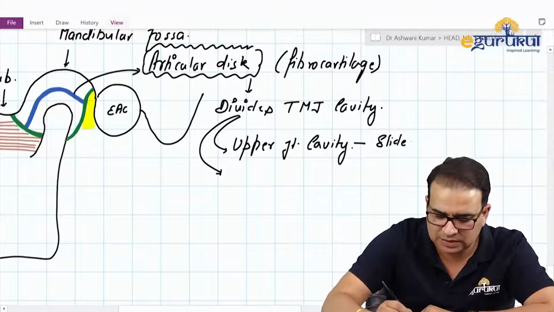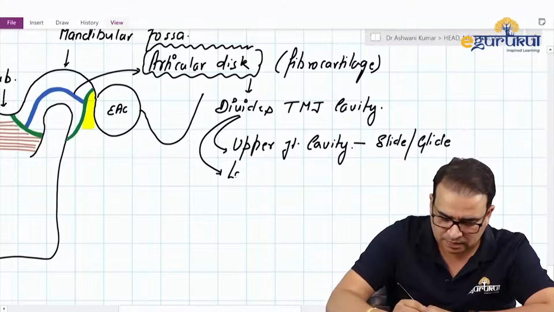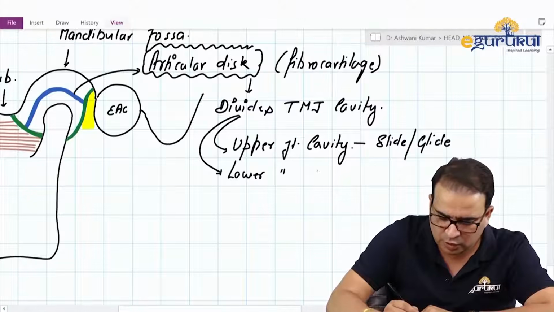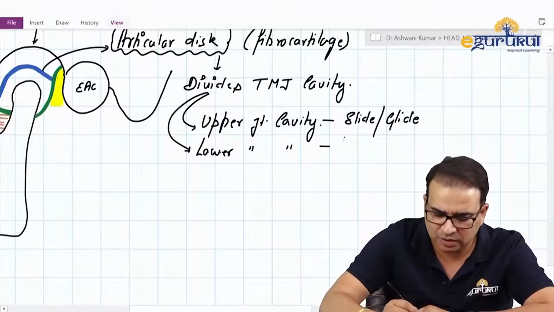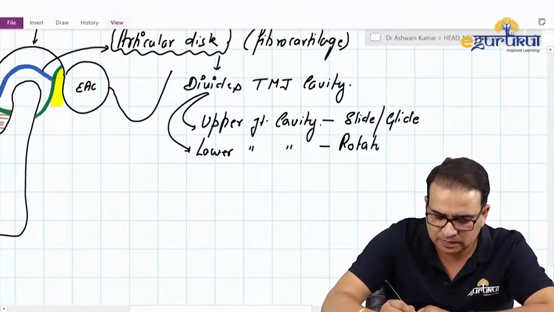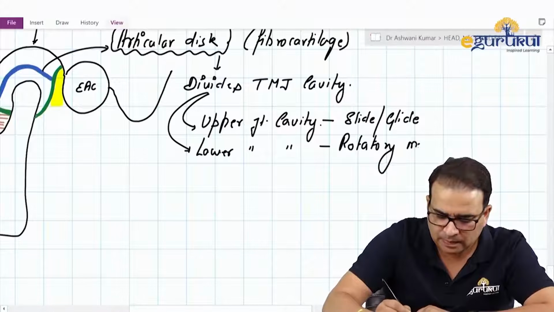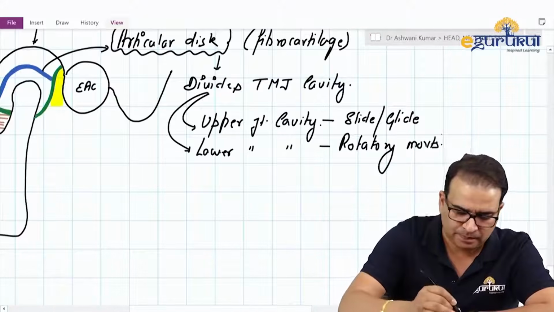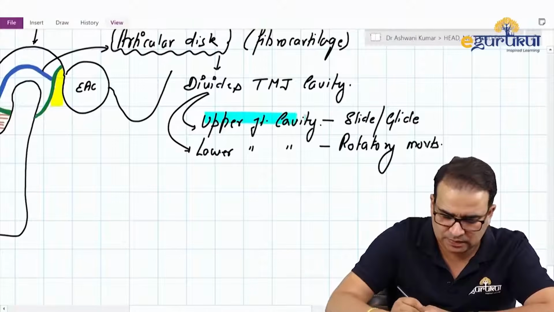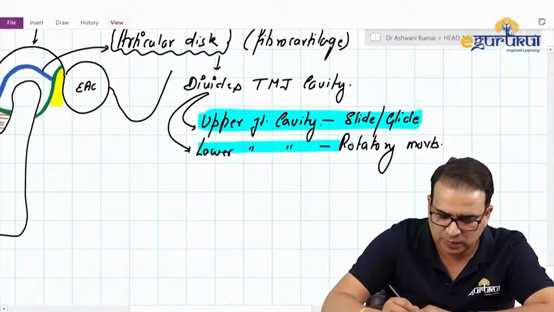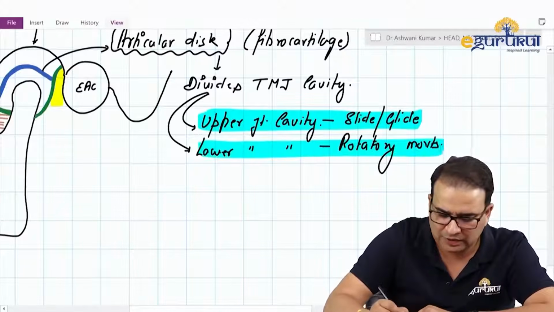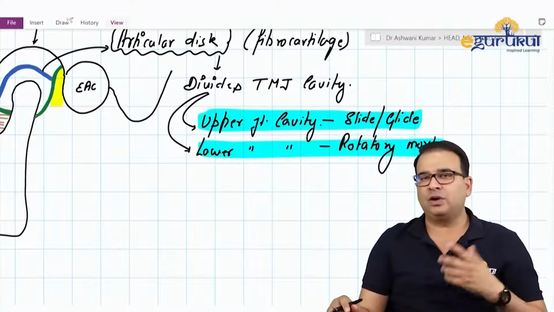It is mainly for sliding and gliding. The lower joint cavity again allows some sliding and gliding, but it is mainly for rotatory movements. So that's about the articular disc, the fibrocartilage dividing the joint cavity into two parts, upper and lower. Upper cavity for the sliding and gliding movement, lower cavity for rotating movements.